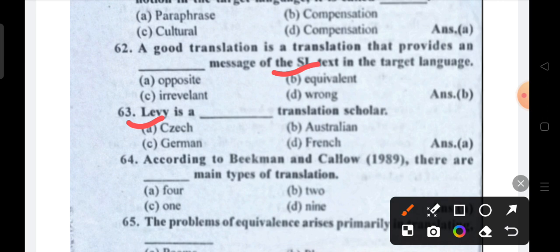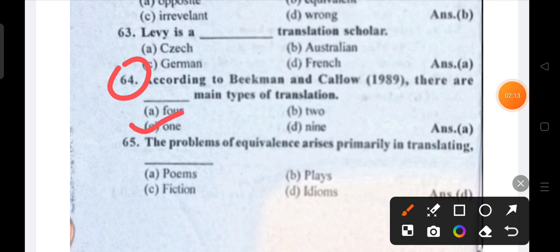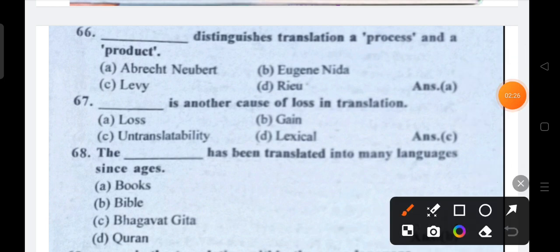According to Beekman and Callow, there are 4 main types of translation. Answer is A. ये क्वेश्चन इम्पोर्टेंट है. The problems of equivalence arise primarily in translating. The answer is D, idioms. Filling the blanks distinguish translation as a process and a product. The answer is A, abstract new word.